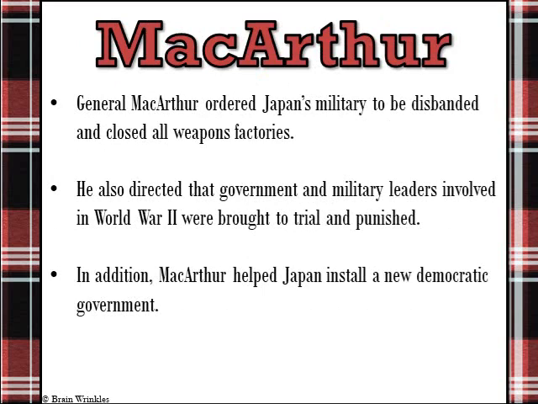General MacArthur ordered Japan's military to be disbanded and closed all weapons factories. He also directed that government and military leaders involved in World War II were brought to trial and punished. In addition, MacArthur helped Japan install a new democratic government. Next slide.